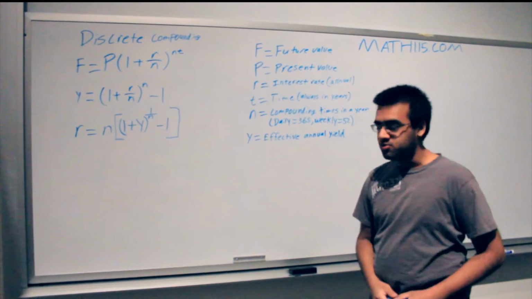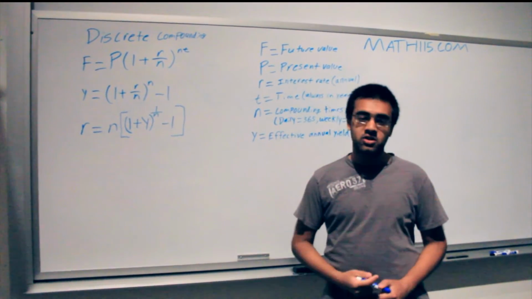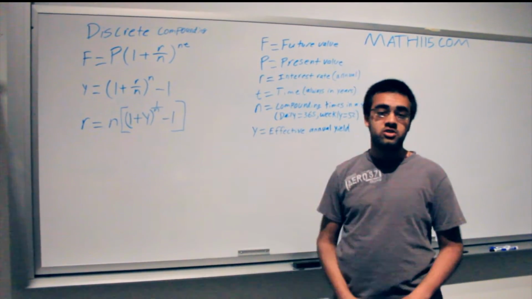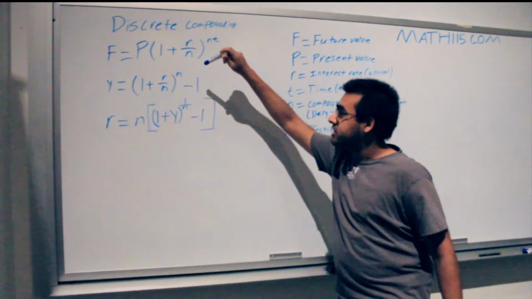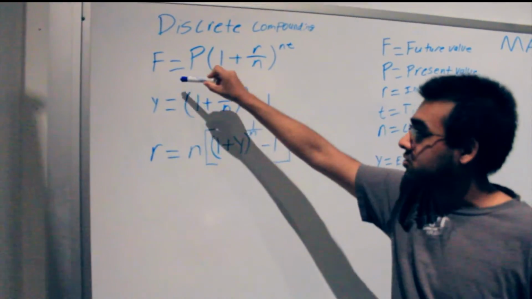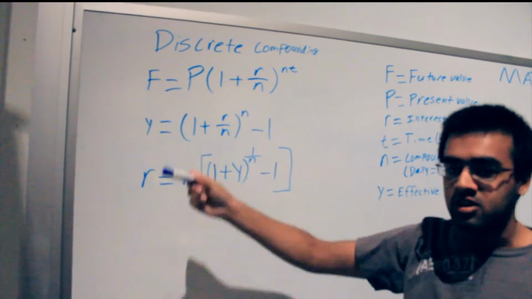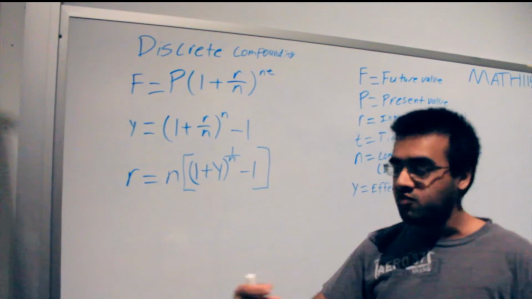My name is Ashish Rastogi, and today I'm going to be going over discrete compounding interest. So let's go right into it. We'll start off with the formulas. This is the future value formula, so if you use this formula, it will calculate what the value of your money will be in the future.